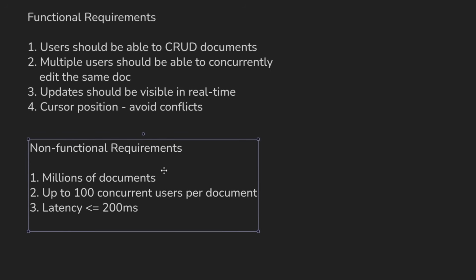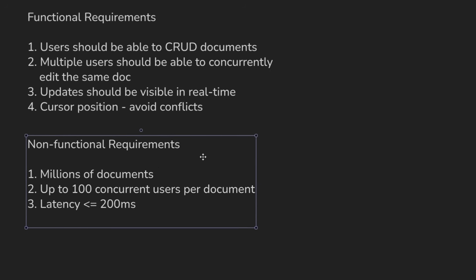That's pretty important because if it's slower than that, then somebody might make a change and I might not see it for a bit, and then I might end up editing something and that messes up their change. So there can be a lot of issues arising from the concurrency aspect of this.